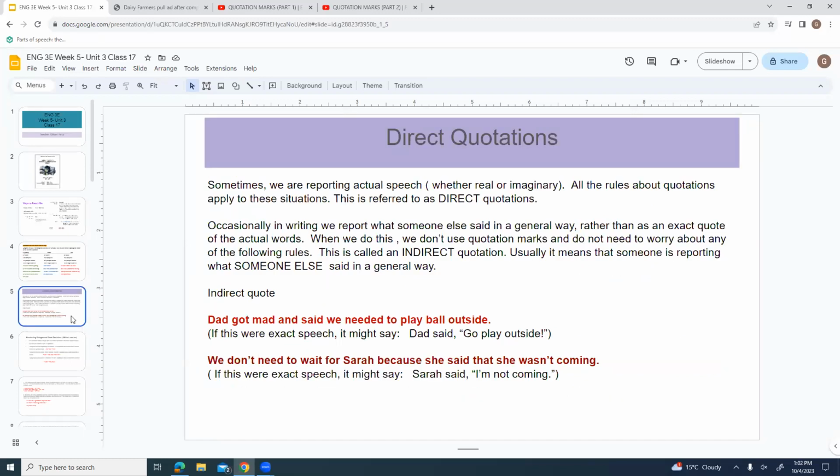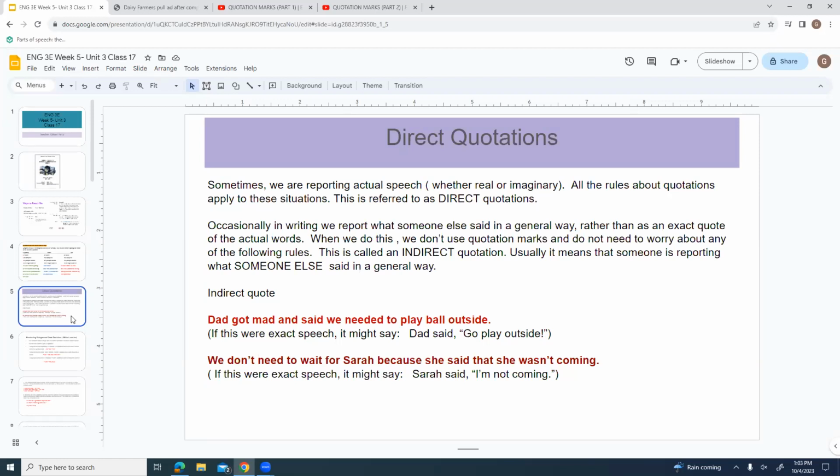Sometimes we're reporting actual speech, whether it's real speech, something somebody really said, or imaginary speech, our characters are saying in a story. All the rules about quotations apply in those situations, whether it's real or not real. That's referred to as a direct quotation. But occasionally in writing, we report what someone else has said in kind of a general way, rather than as an exact quote of the actual words. When we do this, we don't use quotation marks, and we do not need to worry about any of the following rules, okay? That's called an indirect quotation. Usually it means that somebody's reporting what somebody else said in a general way. Not always, but that's typical.